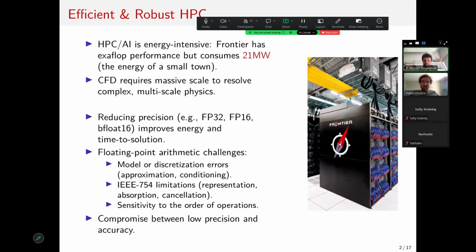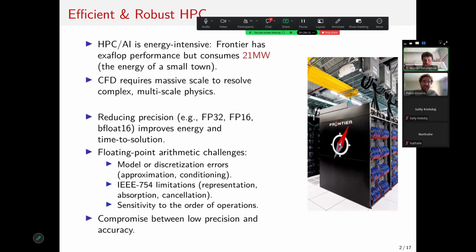Okay, so just a slide on context. We all know HPC and AI are quite energy intensive. If we take a top HPC system, Frontier, it has exaflop performance, true exaflop performance, but it consumes 21 megawatts, which is the power required to power a small French town. So it's quite big, actually.